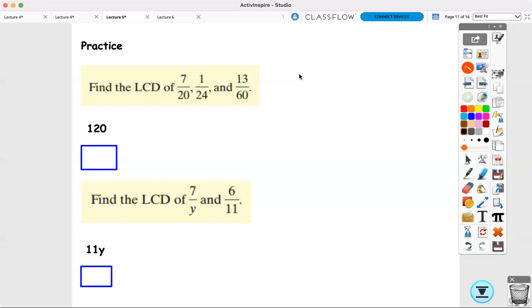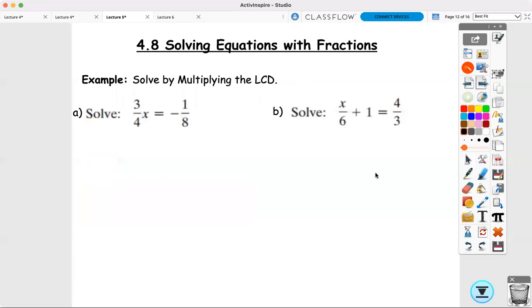All right. And now we're going to solve by multiplying the LCD. So solving equations with fractions, 4.8, guys. Since we finished the first lesson, we're going to have our 10-minute break, and then I'm going to add 3 minutes to let you write on here. So in 13 minutes, make sure you have this slide written down and ready to get started, guys. Enjoy your break, use the restroom, stretch your legs. I'll see you in 13 minutes.